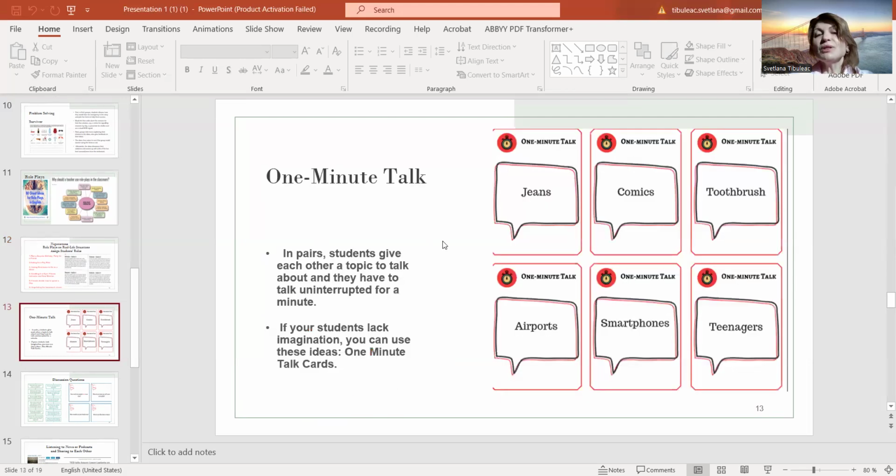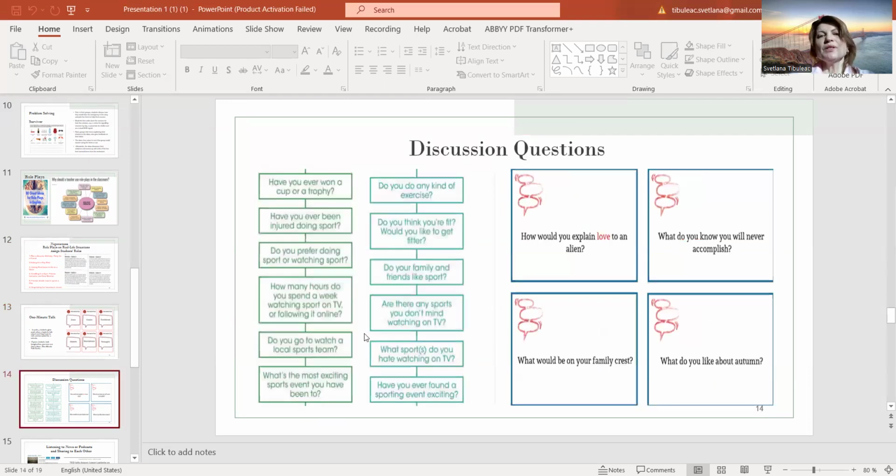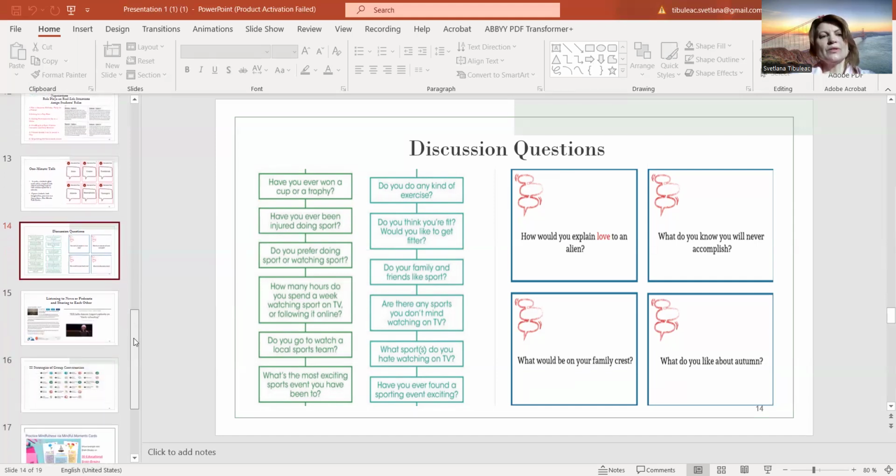Another one might be the 1-minute talk. In pairs, students give each other a topic to talk about, and they have to talk uninterrupted for a minute. If your students lack imagination, you can use these ideas: 1-minute talk cards. Discussion questions: in a sequence, the students logically continue one topic, asking questions.